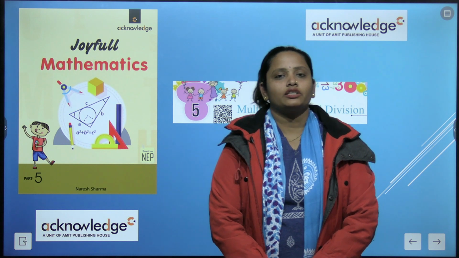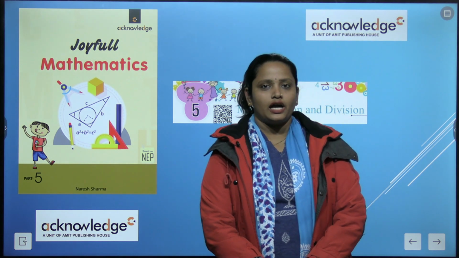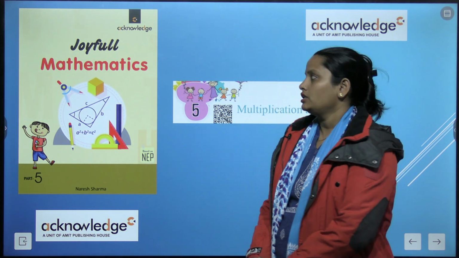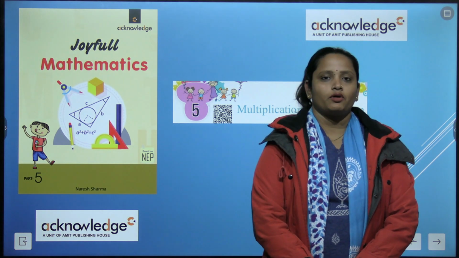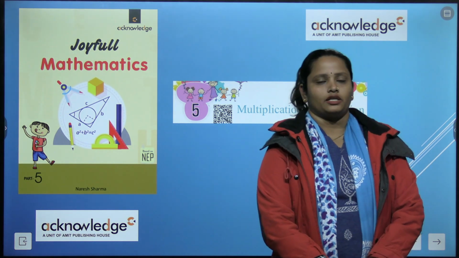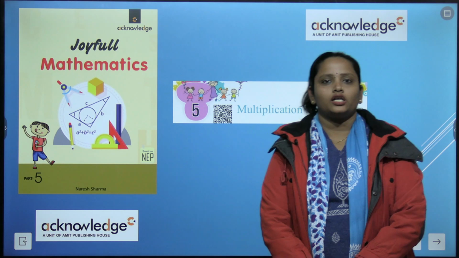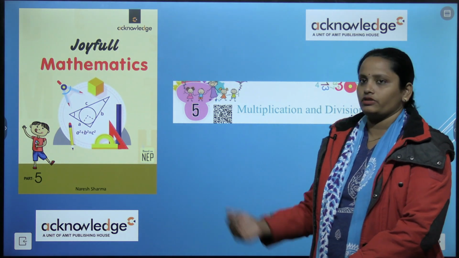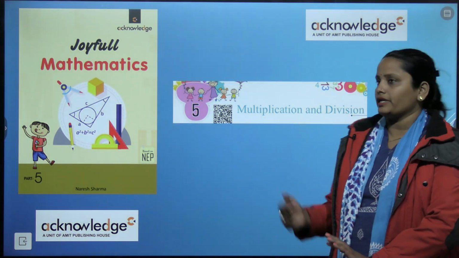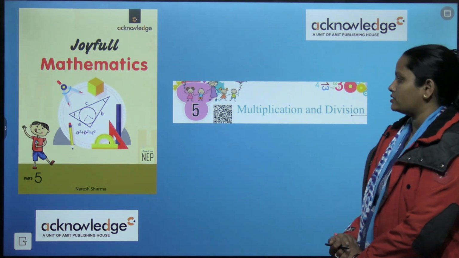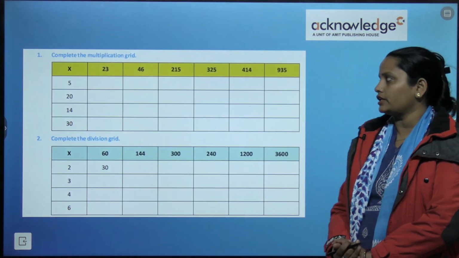Children, I'm Vandana and we are doing maths of class 5. This is a book of maths and the name of the book is Joyfull Mathematics. So today we are going to start with chapter number 5, which is multiplication and division. So let's start the chapter.